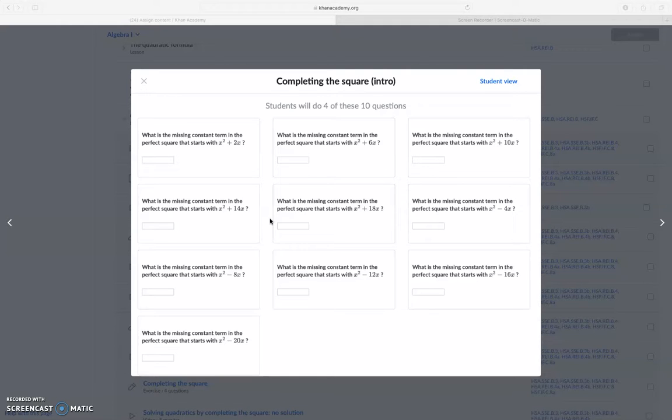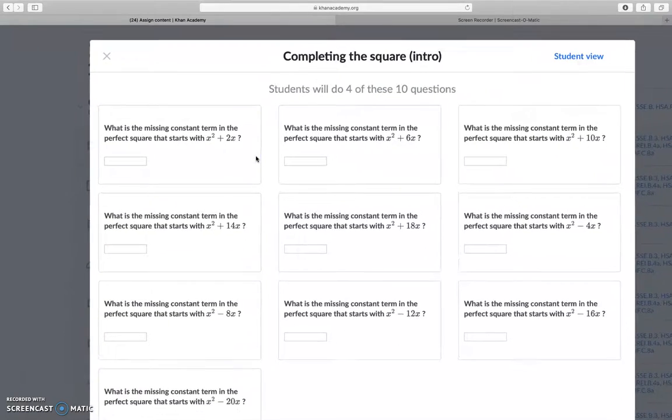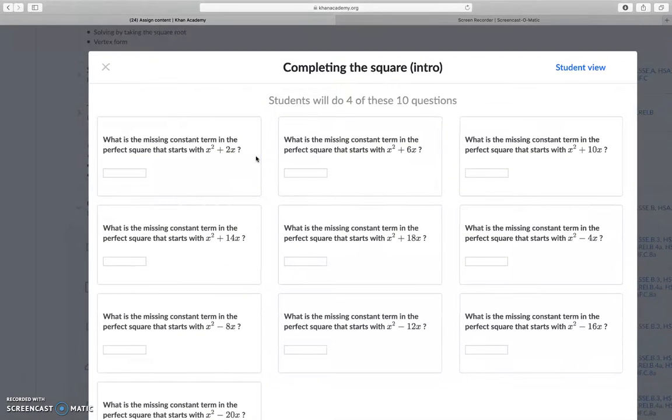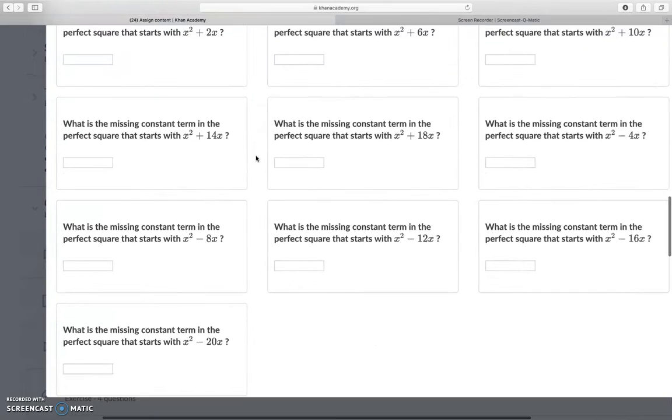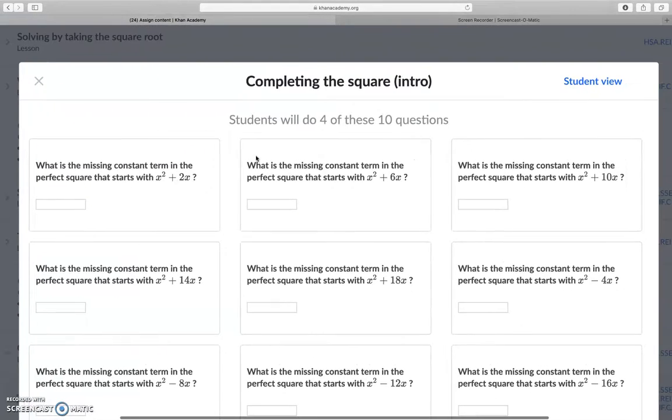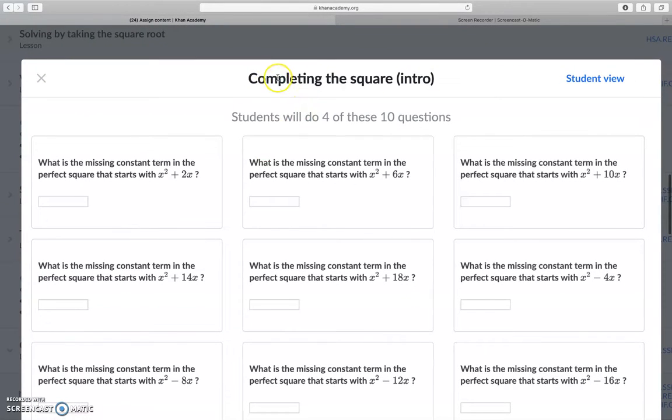This is the assignment for May 18th, Monday, Algebra 2 class. We're going to be talking about completing the square. As you can see here on my screen, it says completing the square. With this method, we'll only get to talk about the initial steps of doing this method that we call completing the square.